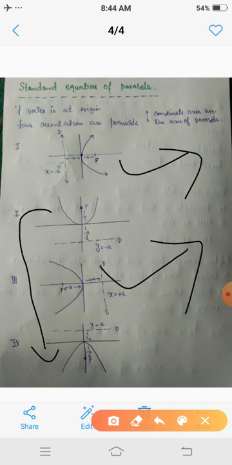So inshallah, in tomorrow's video lecture we will do some problems on this, how to find the equation of a parabola when the conditions are given.